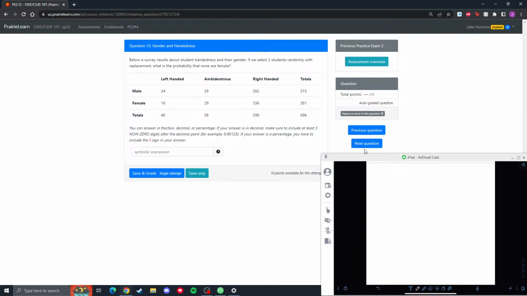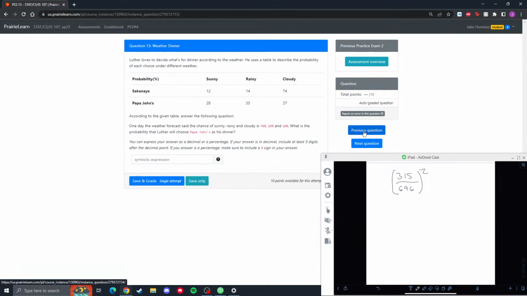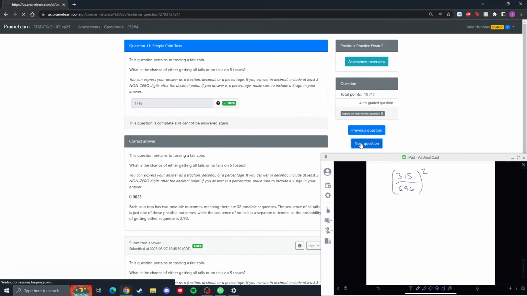So if we draw 2 students randomly, what is the probability that none are female? And we're replacing them so the probability won't change. So this is what's the probability of drawing 2 males. So it's 315 over 696 squared. And that's how we go ahead and do that one. It's similar to this deck of cards question we did earlier. The logic behind the 2 problems is the same.